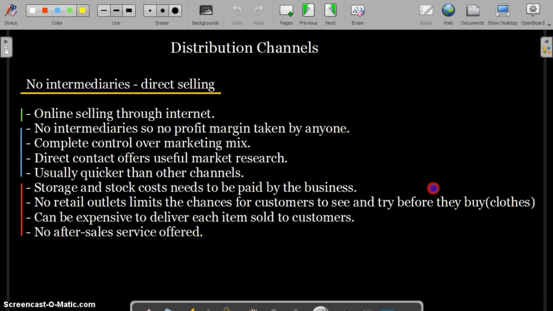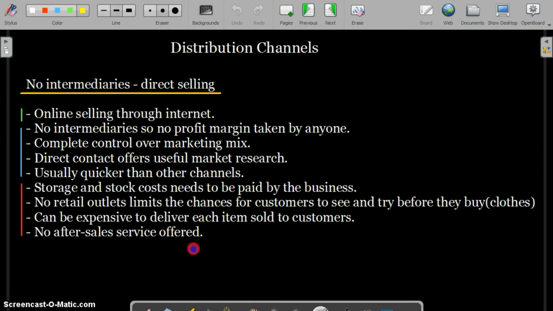So that is not a disadvantage, but sometimes it could be, if you want to see the product and try it before you make the purchase. It can also be expensive to deliver each item sold to the customer. If someone buys from one particular part of the country, and someone buys from another, there's the shipping cost, the transportation cost. So the manufacturer has to bear all these costs.